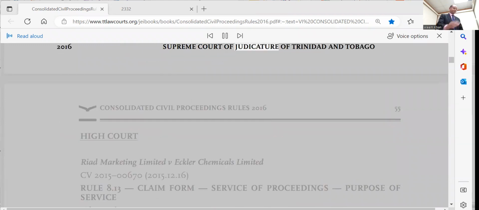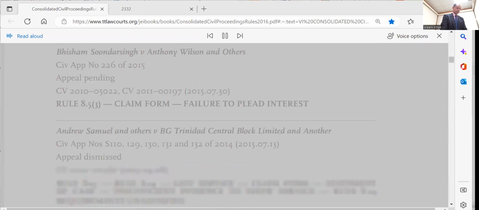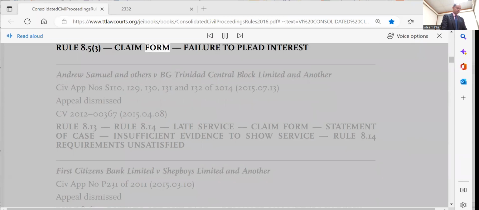2016 Supreme Court of Judicature of Trinidad and Tobago. 54 Consolidated Civil Proceedings Rules 2016. Cases. 2015 Privy Council/Court of Appeal. Bisham Sundar Singh v. Anthony Wilson and others. Civ App No. 226 of 2015. Appeal pending. CV 2010-05022. CV 2011-00197, July 30, 2015, Rule 8.5. 3. Claim Form, Failure to Plead Interest.